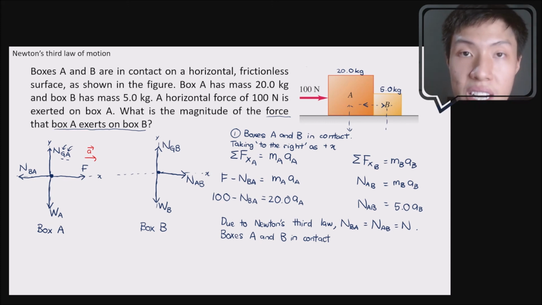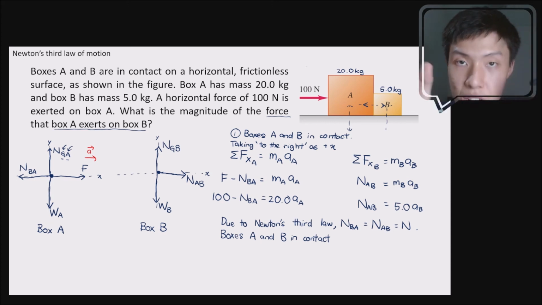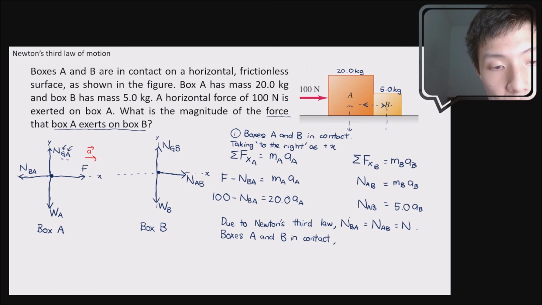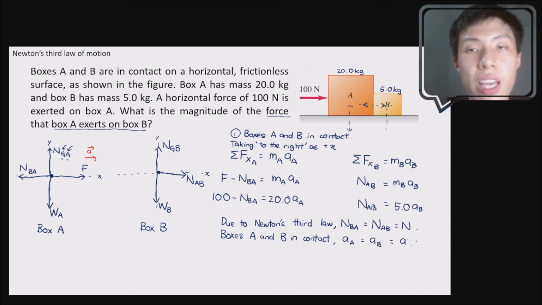If one is larger than the other one, then they will break contact from each other. Then it's not following this situation anymore. So you know that the acceleration for both bodies should be the same. So the acceleration for box A should equal the acceleration for box B, and we'll call it by the common name, acceleration A.